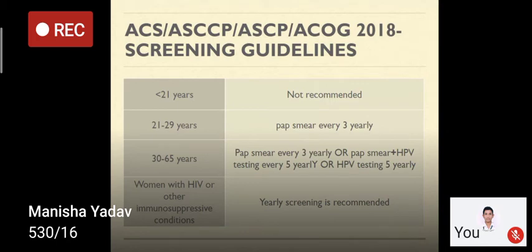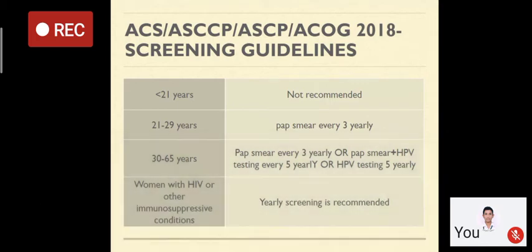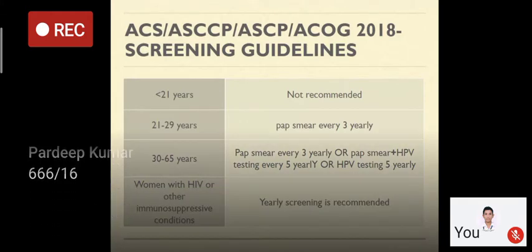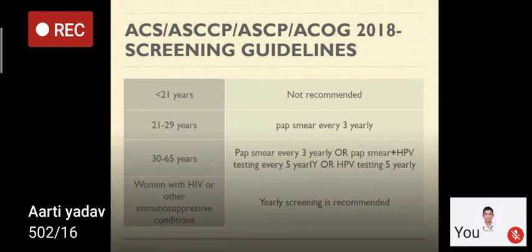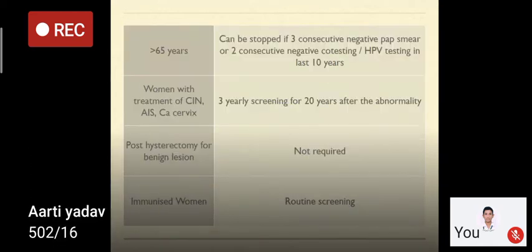So this chart is important. At less than 21 years, there is no need of screening. Between 21 to 30 years, every 3 yearly LBC or pap smear, and 30 to 65, pap smear or LBC every 3 yearly, or 5 yearly if it is combined with HPV testing. In immunocompromised, yearly screening should be done.